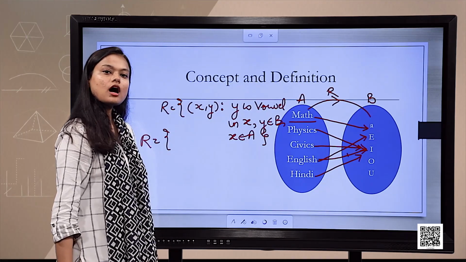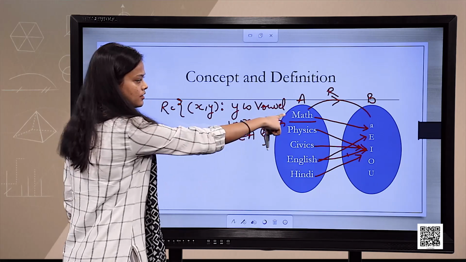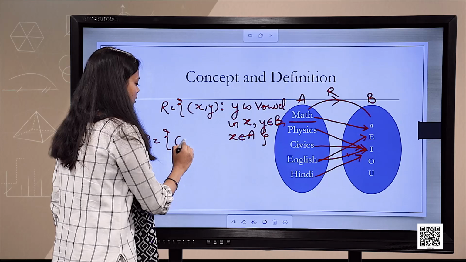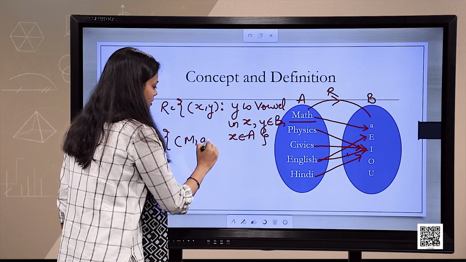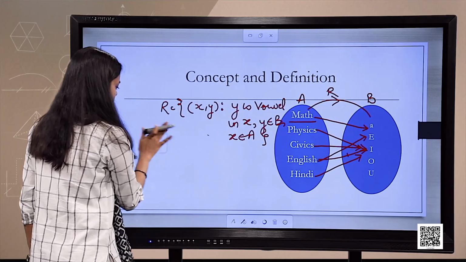So, what we can say? R is having how many elements? Let us first write them out. So, I am using the first letter for representing each subject. M, A. Okay, let me write over here.